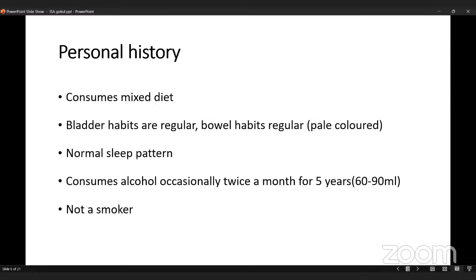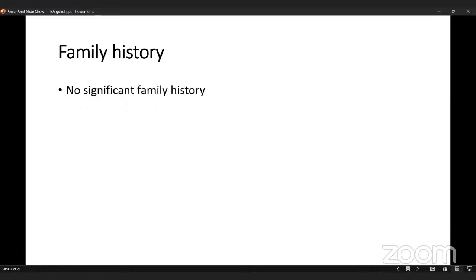Personal history: he consumes a mixed diet, bladder habits are regular, bowel habits are also regular, normal sleep pattern, consumes alcohol occasionally, twice a month for 5 years, approximately around 60 to 90 ml. He's not a smoker. Family history: no significant family history.